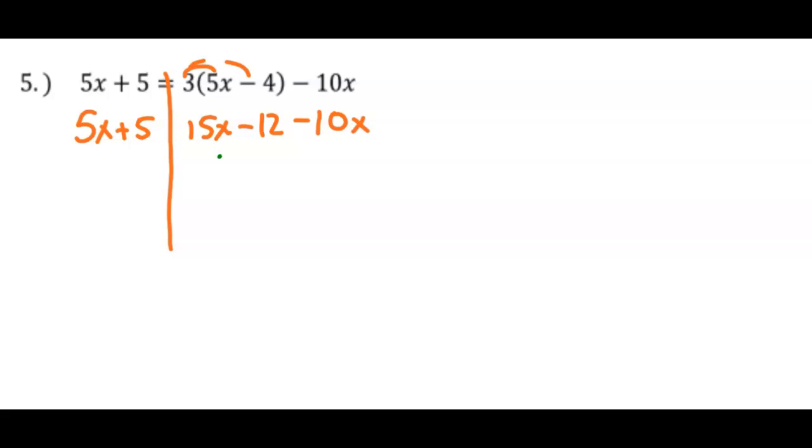3 times 5 is 15. 3 times negative 4 is 12. And then I've got this negative 10x out here. I bring that down. I bring down my 5x plus 5. And now I have to decide what to do here.